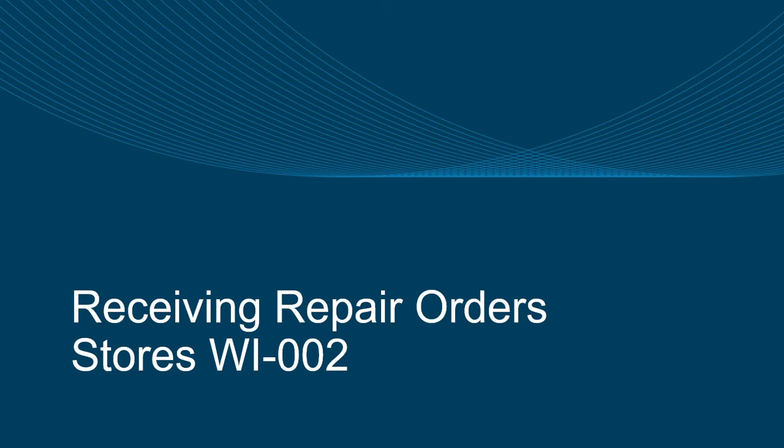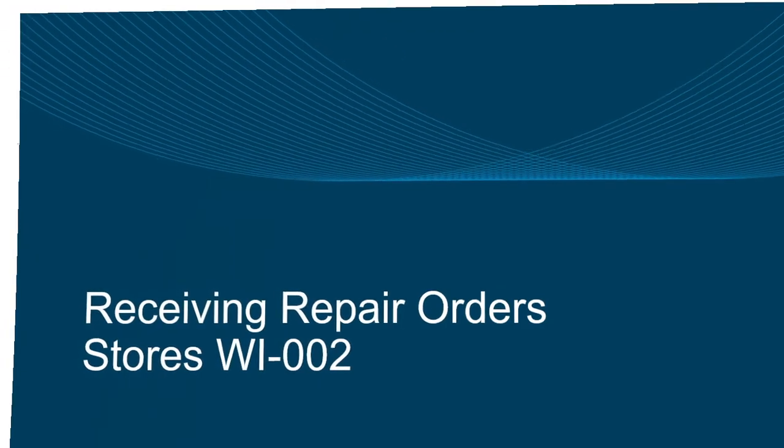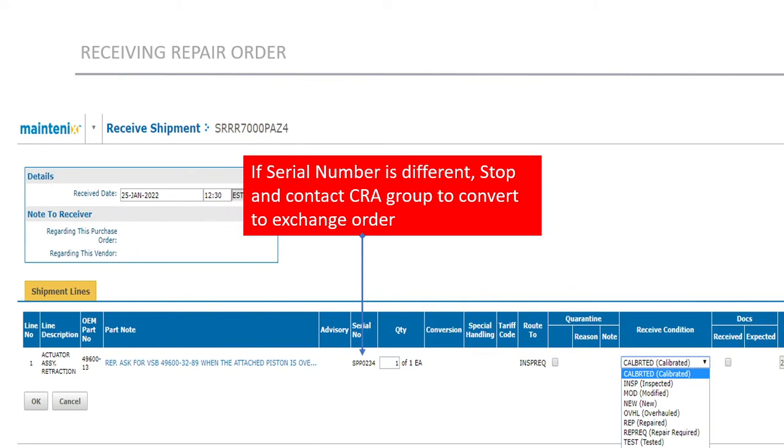Next, we are going to take a look at receiving repair orders. The work instruction that will be used on this is -002. This is what the receiving screen will look like when receiving in a repair order.